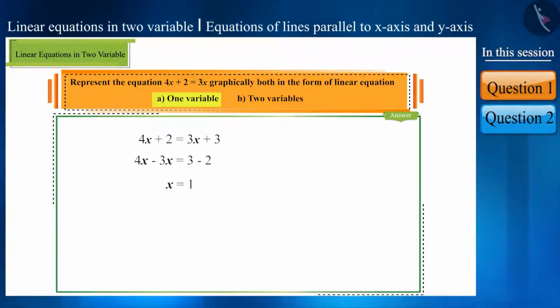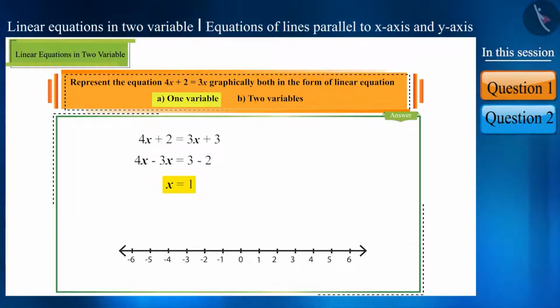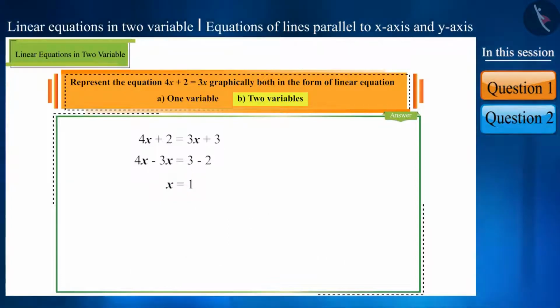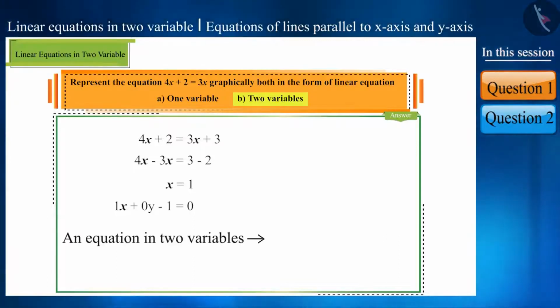As we know that linear equations in one variable have a unique solution and we represent them on a number line. Here, x is equal to 1 will be here on the number line. We can represent this equation in the form of linear equations in two variables as 1x plus 0y minus 1 is equal to 0, and we will get infinite solutions for this.